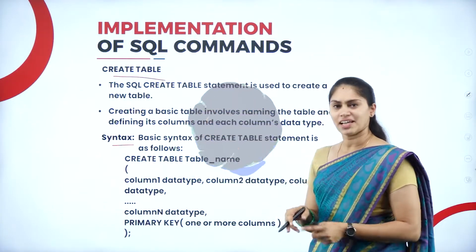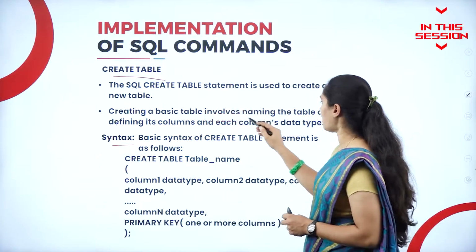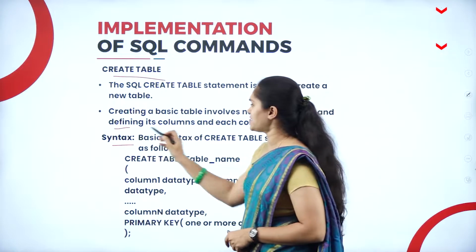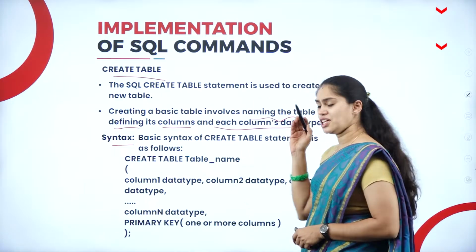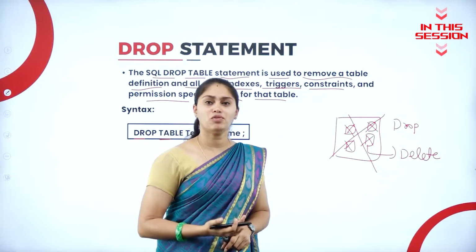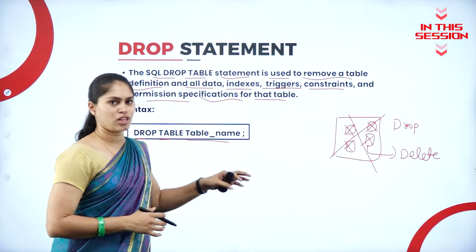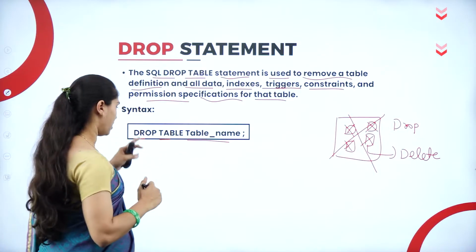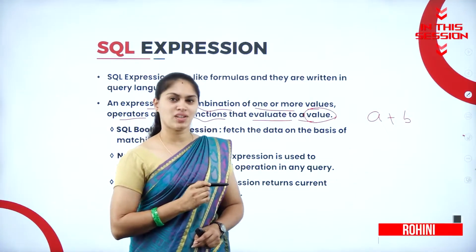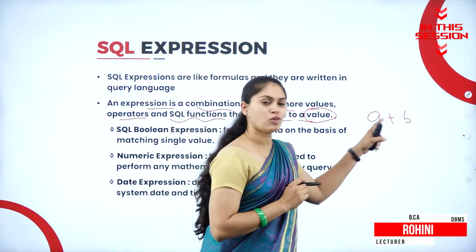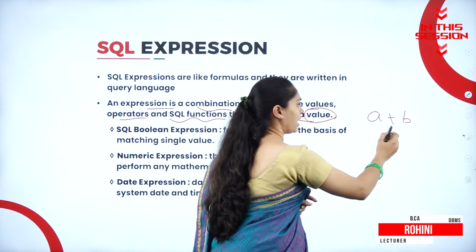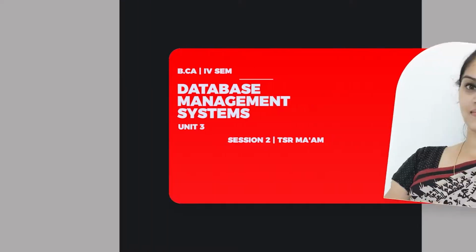When I'm creating a table, at that time it is going to have a name for the table, and it defines its columns as well as each column's data type. When we are performing a drop operation, at that time the complete table is going to be removed from the database. Can I consider this as an expression? Yes. Why? Because we have two operands and in between we have an arithmetic operator called plus.